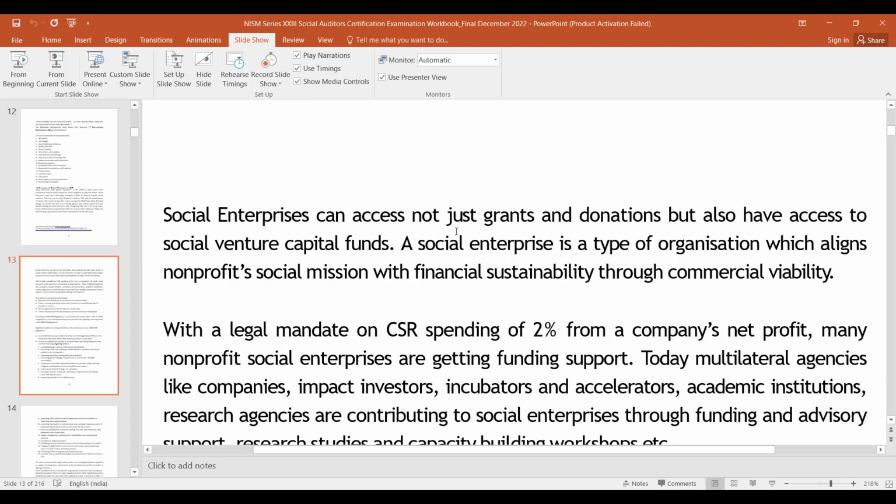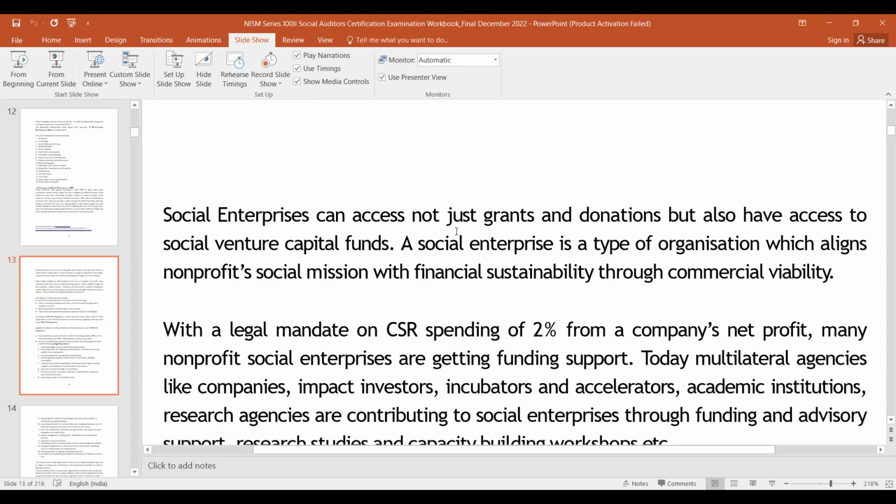Because in some of the social enterprises, you might have noticed that they offer their services or their products at a concessional rate because they are from underprivileged sections of society. But they have to financially sustain themselves also, because no government can assure them grants or donations on a continuous basis. Sometimes they are project specific, and sometimes they are period specific. So what they do, they access the grants and donations which are doled out by the government, be it central or state government. Then they have access to social venture capital funds. But they have to simultaneously align their non-profit social mission with financial sustainability through commercial viability also.